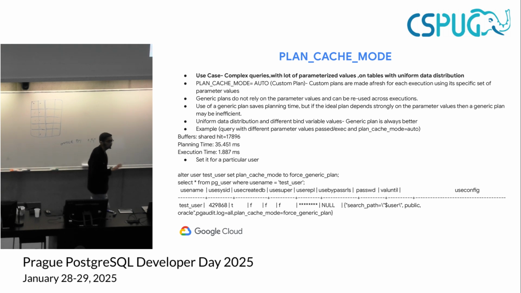But it is absolutely not good when you have a uniform data distribution, because the first bind variable value passed is the correct representation of the data. So the first plan which gets generated should be optimal for all the different values of bind variables when you have uniform data distribution. In that case, plan cache mode should be set to generic.